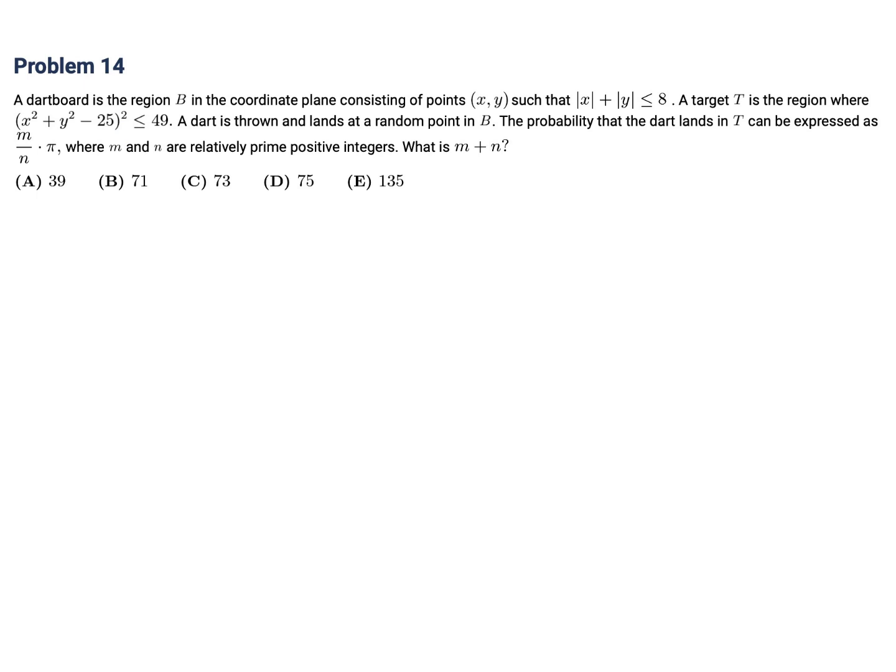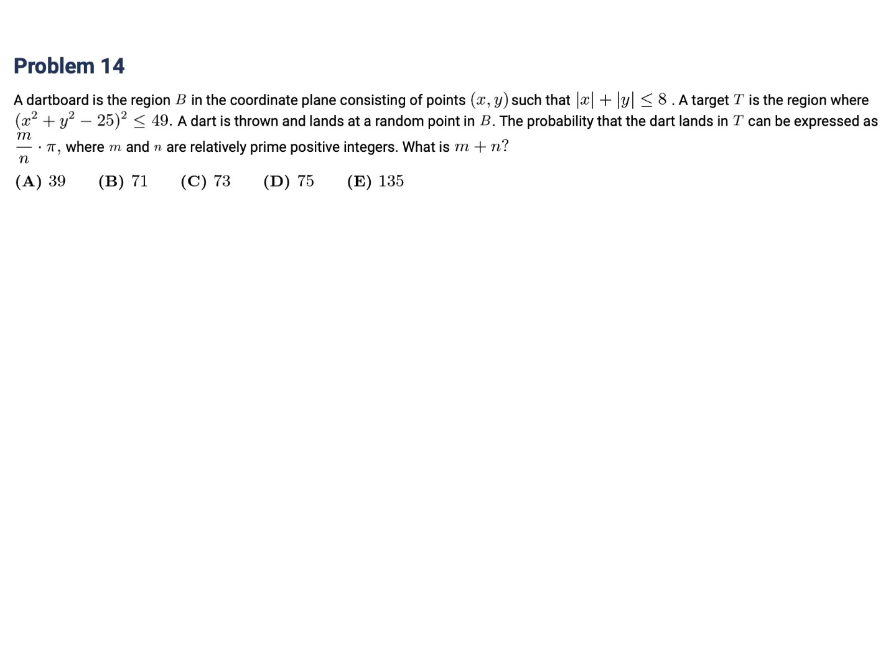A dartboard is the region B in the coordinate plane consisting of points x, y such that absolute value of x plus absolute value of y is less than or equal to 8. Target T is the region where x squared plus y squared minus 25, all squared, is less than or equal to 49. The dart is thrown and lands at a random point in B. The probability that the dart lands in T can be expressed as m over n times pi, where m and n are relatively prime positive integers. What is m plus n?